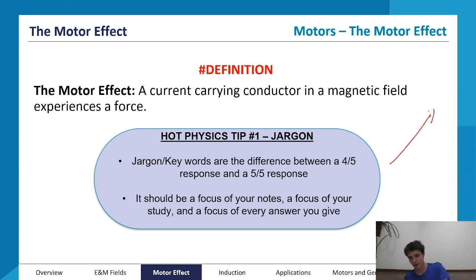if you have some current carrying conductor, i.e. like a wire or a piece of metal, basically if you have some kind of current flowing and you chuck that inside of a magnetic field, it's going to experience a force.